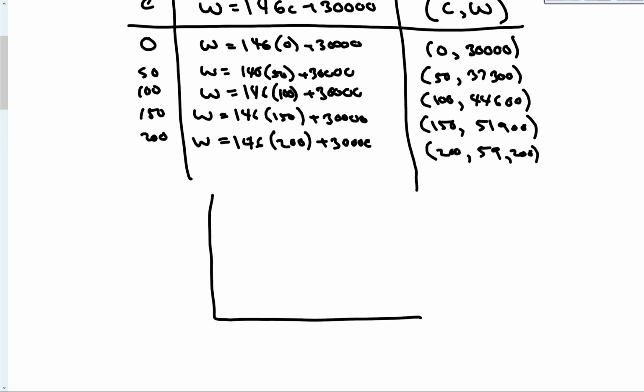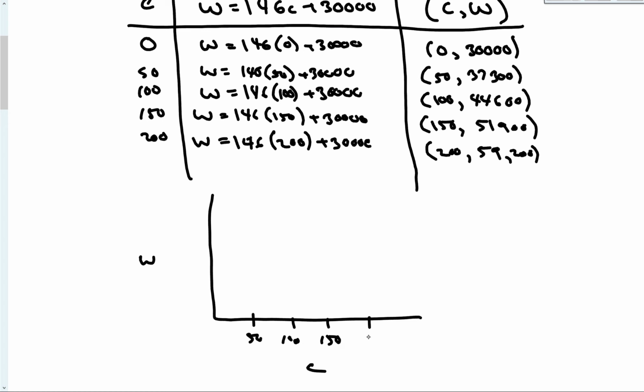So C is my independent variable. W is my dependent variable. So C is on the x-axis. C is the input, it goes on the bottom. Weight is my output. And I'm not going to make a graph with every single point on it. I'm going to make the axis intervals the same. So I want to make these intervals of 50, which is my input.